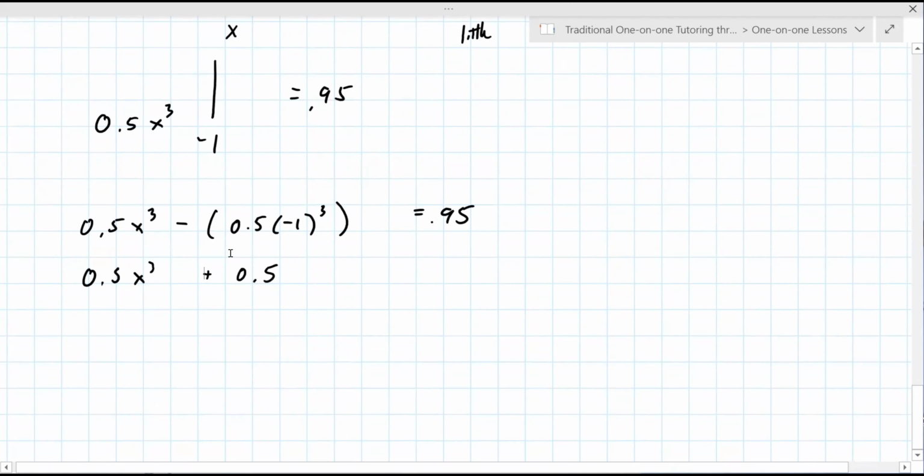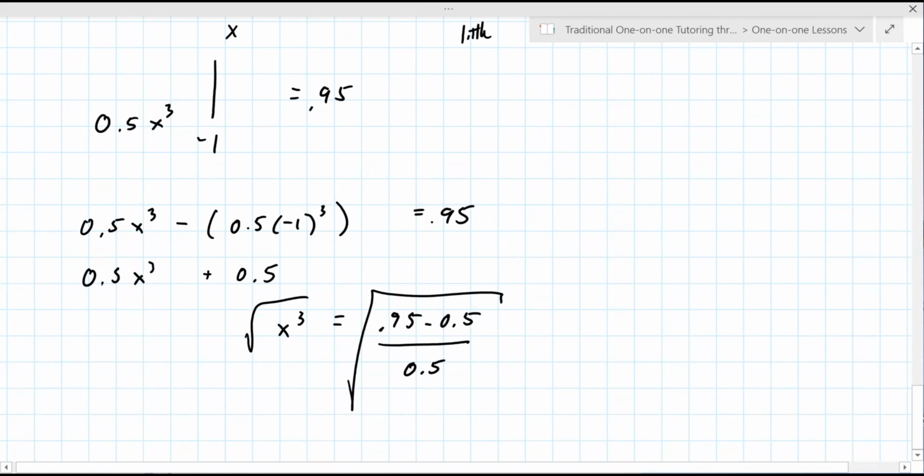So at this point, I'm going to subtract and divide. I got x cubed equals 0.95 minus 0.5 over 0.5. And then you have to take the cube root of that. If you have a calculator, you can do that. I got mine handy here. 0.45 over 0.5. Yeah, and it's the same number you got before, 0.965.